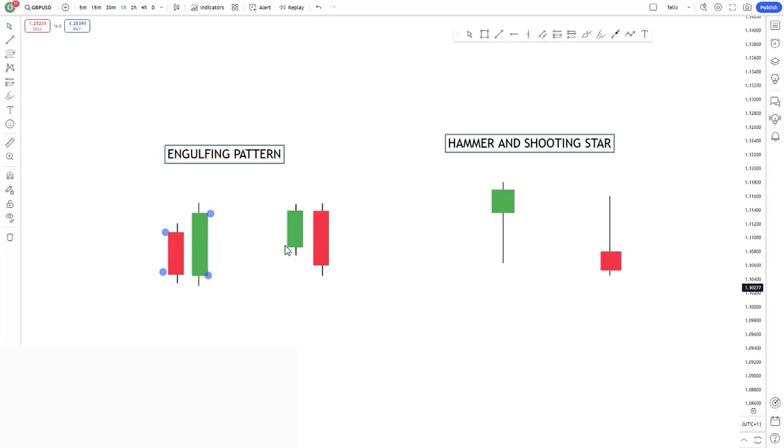The second one over here, notice buyers were in control over here and closes near the highs. The next candle, sellers took control, opens near the highs and pulls back the price lower, and reversal. So this is a reversal towards the downside.